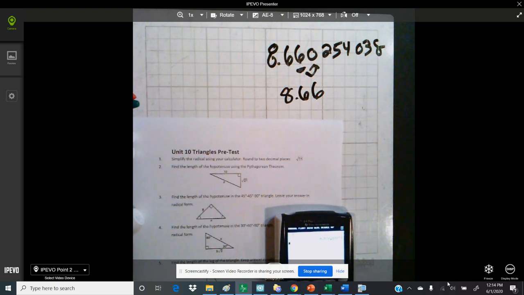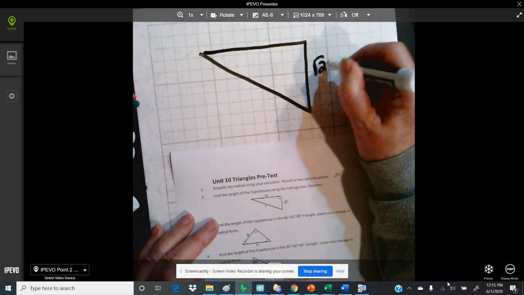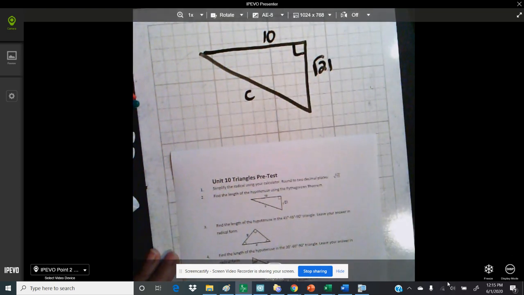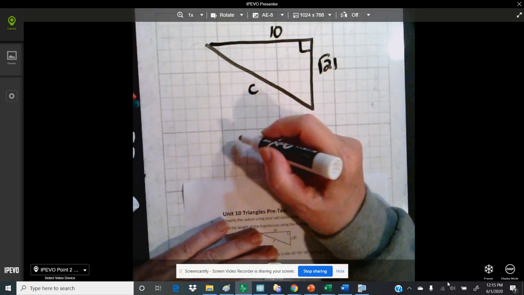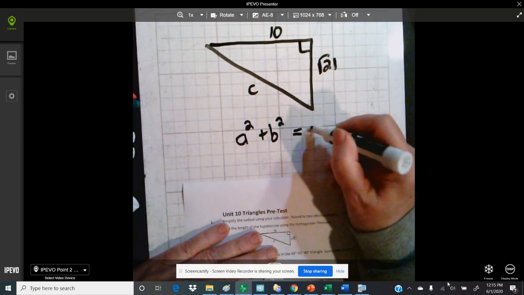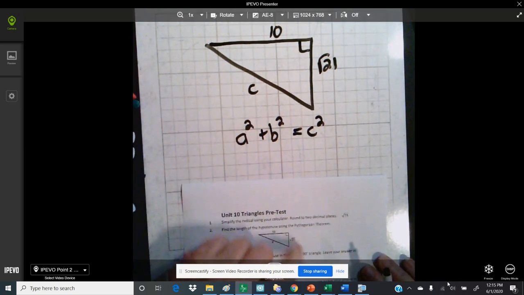Number 2 says, find the length of the hypotenuse using the Pythagorean theorem. And they give you this triangle. So they tell you that this here is the square root of 21. This is 10, and here's your hypotenuse. And they want you to use the Pythagorean theorem. So remember, your Pythagorean theorem is a squared plus b squared equals c squared. They've already labeled the hypotenuse c for you.